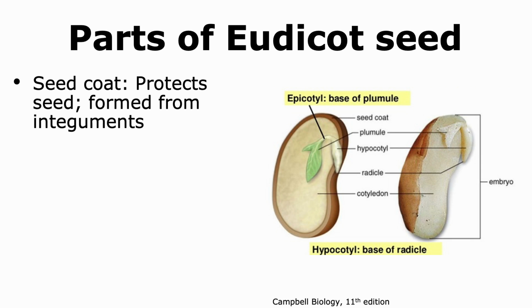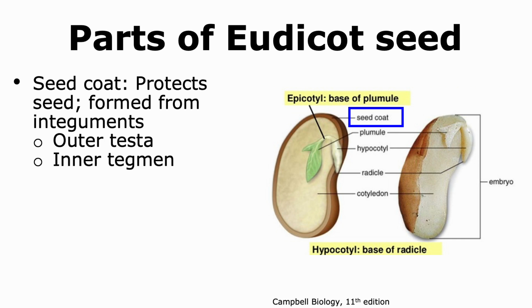As embryogenesis occurs, the integuments fuse around the ovule and hence form a seed coat. The seed coat protects the embryo and is usually made up of 2 layers. The outer layer is called the testa, while the inner layer is called the tegmen.